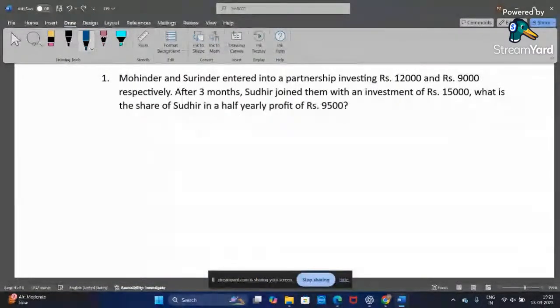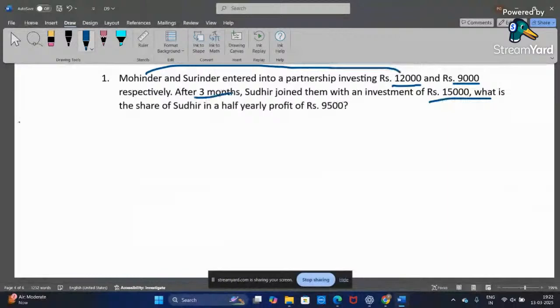Let us read the question first. Mohinder and Surinder entered into a partnership investing rupees 12,000 and 9,000 respectively. That means Mohinder is investing 12,000 and Surinder is investing 9,000. After 3 months, Sudhir joined them with the investment of 15,000. He is joining after 3 months.